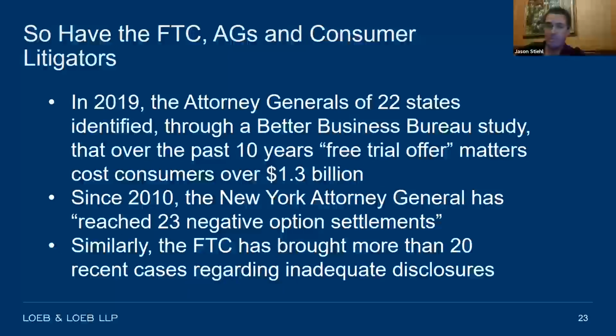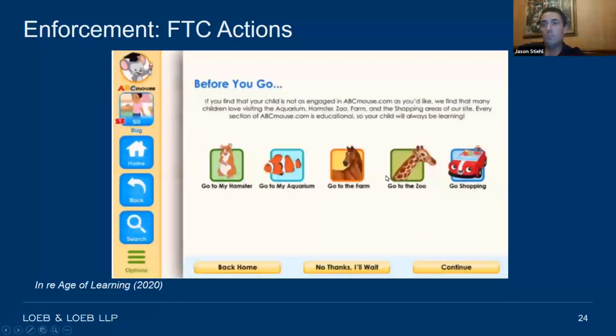In more recent times, the FTC has brought 20 cases regarding inadequate disclosures in the past 3 years. One particularly notable FTC enforcement action is In Re Age of Learning. This will give you a good example of what at least the FTC considers to be a dark pattern. If you read this, you can see as you're trying to leave the website, it goes on to, in a way, maybe not shame, but it definitely gives you the hint that you're not doing enough for your child. It says, if you find that your child is not as engaged in ABC as you'd like, we find that many children love, and they give you other areas that you should go through to purchase something.